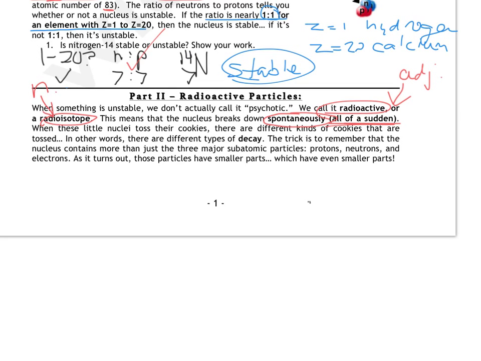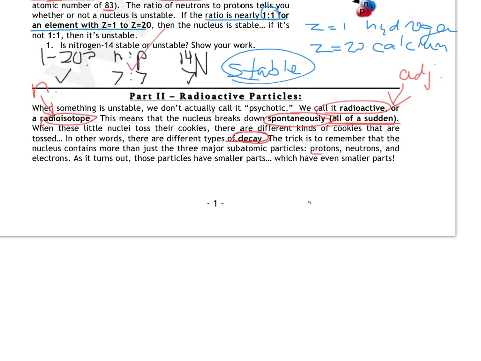So, to backtrack, we have something that's unstable. We might call it radioactive, we might call it a radioisotope, but that means that the nucleus breaks down by itself spontaneously. And when those little nuclei do break down, they emit all different kinds of particles. And each one of those different kinds of particles is going to be called decay. It's a decay particle.